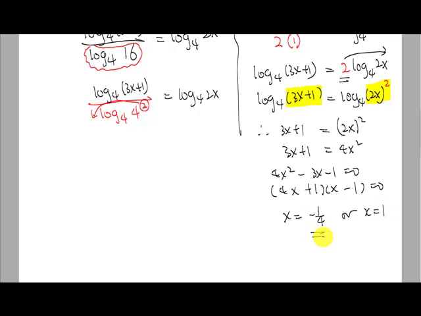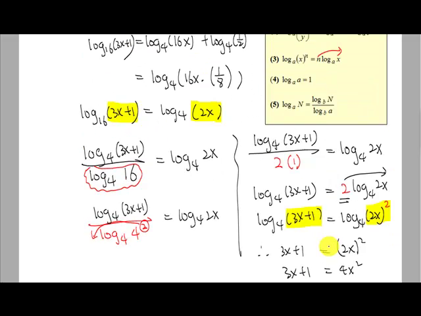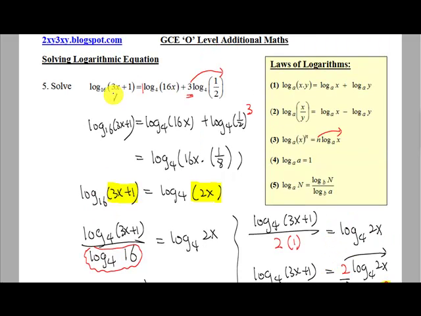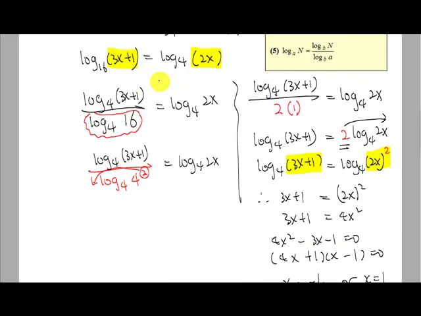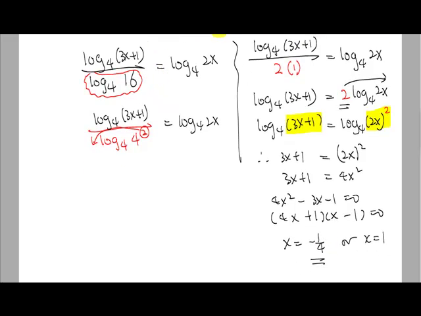When x is minus 1/4, this value here will give us a negative value. So minus 1/4 is not allowed here. When x is 1, this is positive. So x is equal to 1 is a valid answer. So we conclude that we have to reject this answer and conclude that x takes the value of 1.